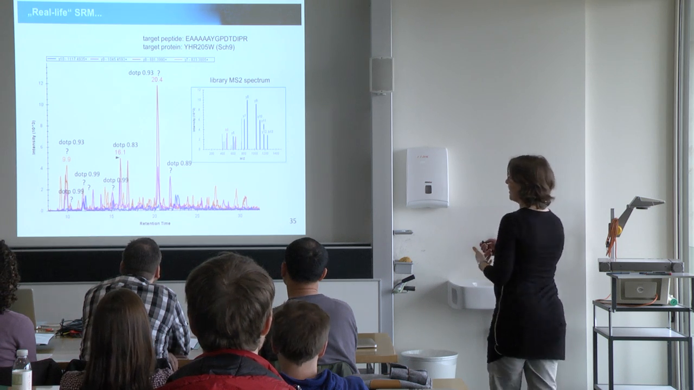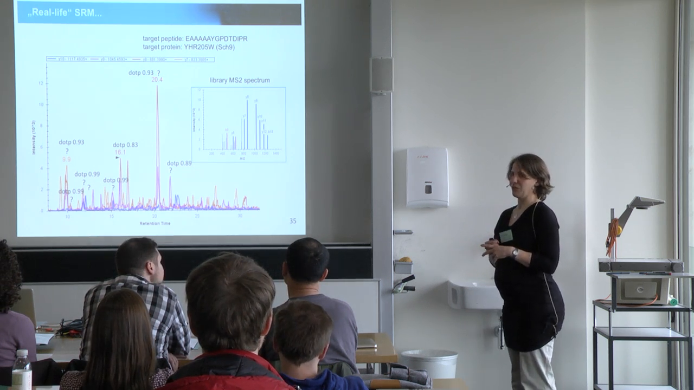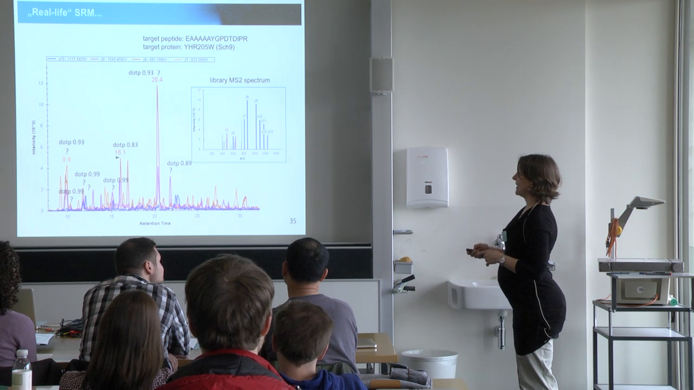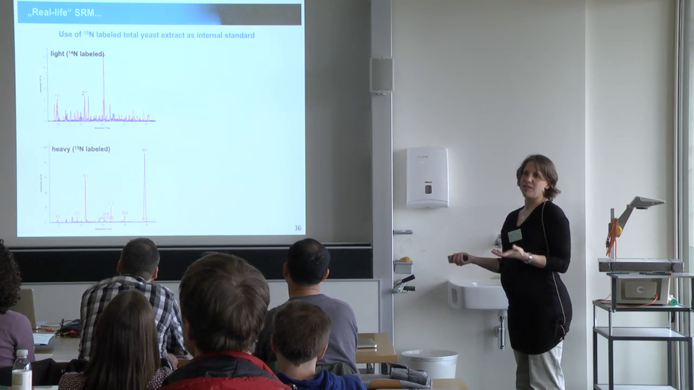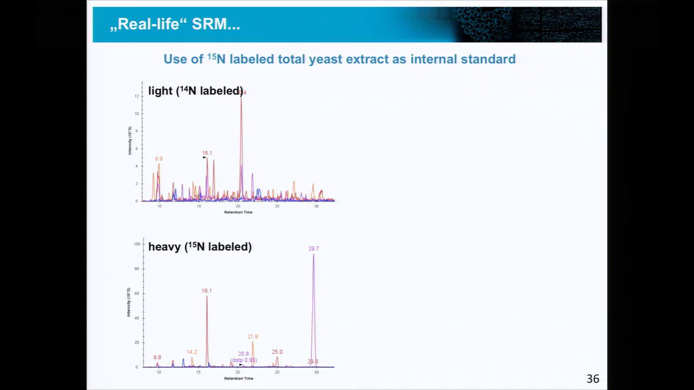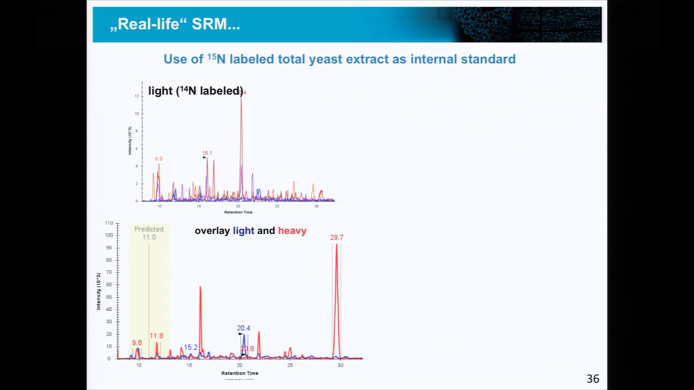In this case here, I didn't have a synthetic peptide and I wasn't allowed to order one. So what I did was I prepared a completely labeled yeast extract, which is very easy in yeast. You just need to provide 15N labeled ammonium sulfate to the media, and then you will generate a completely labeled proteome, and I spiked them 1-to-1 and I compared them. This is the 15N labeled trace, and when you overlay them, there was actually just one retention time where a light and a heavy channel were perfectly coeluting.